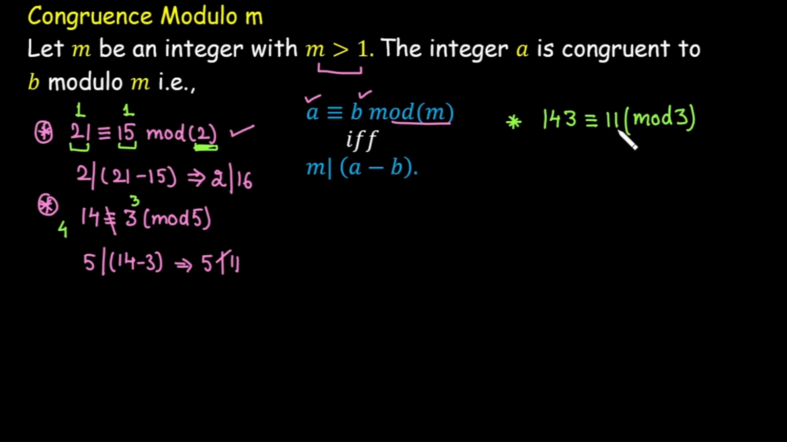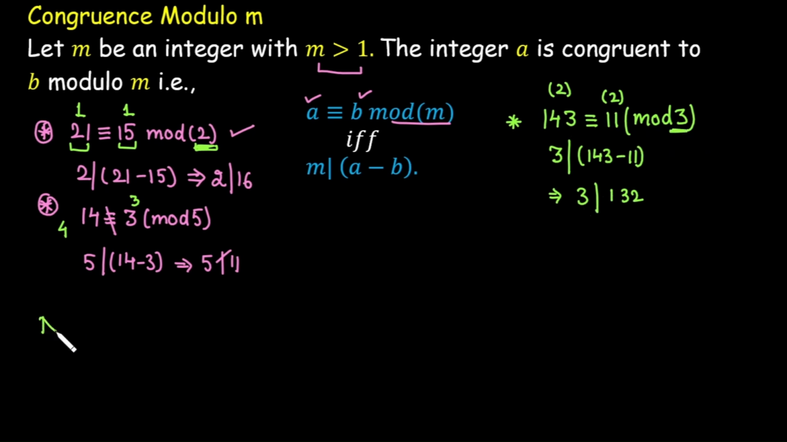143 is congruent to 11 mod 3. So one procedure is you need to check whether 3 divides 143 minus 11 or not. This is equal to 3 divides 132. So yes, this is divisible. Now you can check it from the remainder as well. 143 when divided by 3, the remainder is 2. 11 when divided by 3, remainder is 2. Both side remainders are same. It means they are congruent with respect to modulo 3.